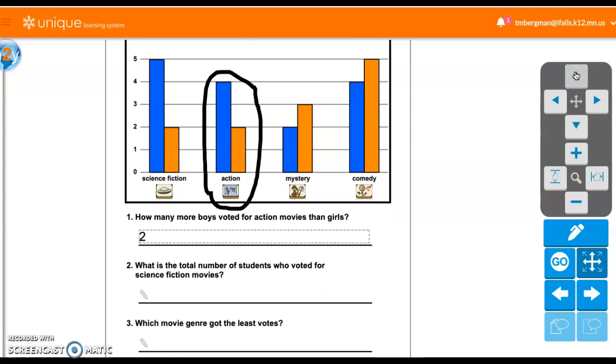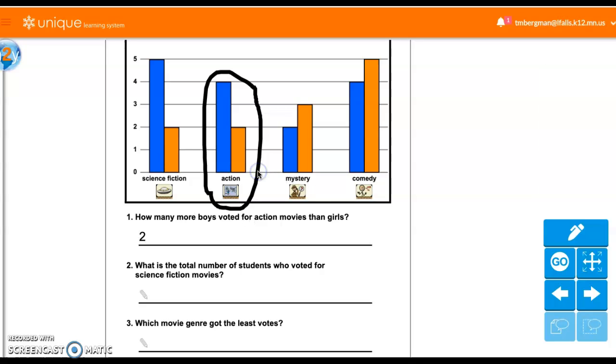Yes, I did it the first time. The total number. So when it says total, we're going to be adding them together. Science fiction movies, okay? So science fiction, way over here, we're going to be adding 5 and 2 because it says total, okay? So which one got the most, or excuse me, which one got the least? So what you might want to do with this is count them all up in each category and then compare the numbers, okay?